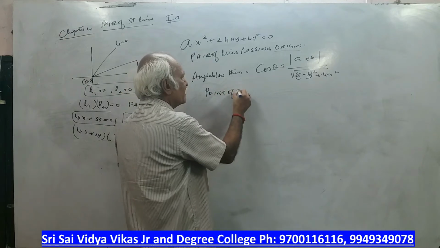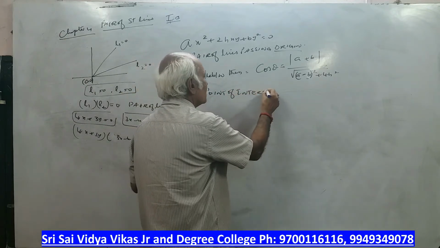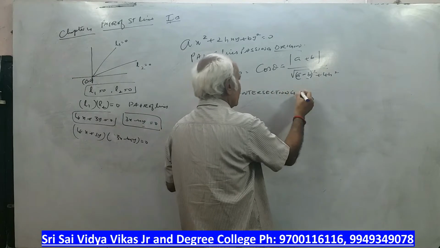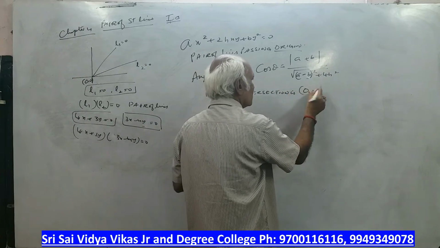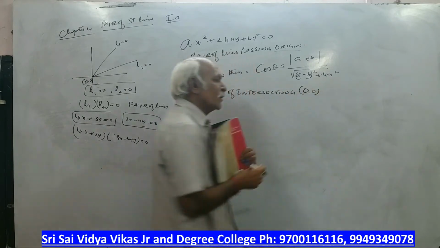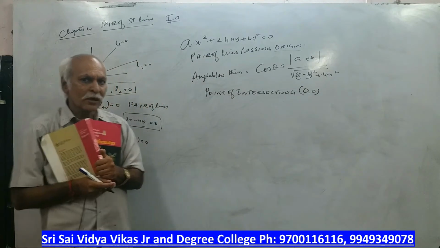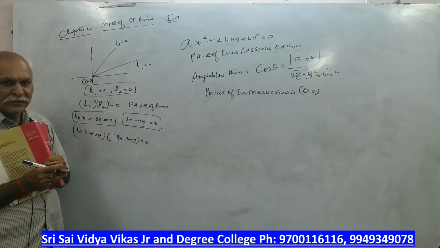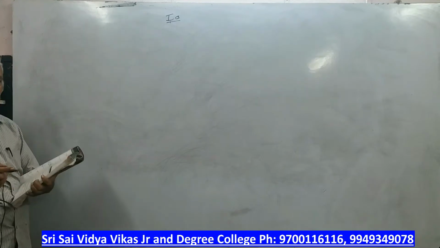And the point of intersection of these lines is 0, 0. What is the point of intersection of these lines? It is 0, 0. Okay, so we should know this. Okay, note down this.